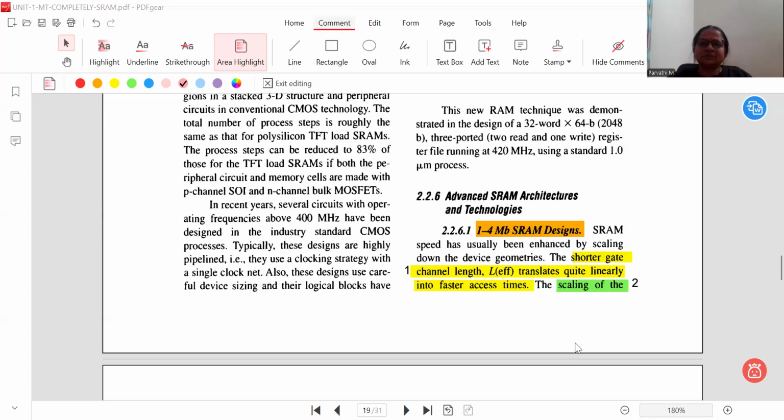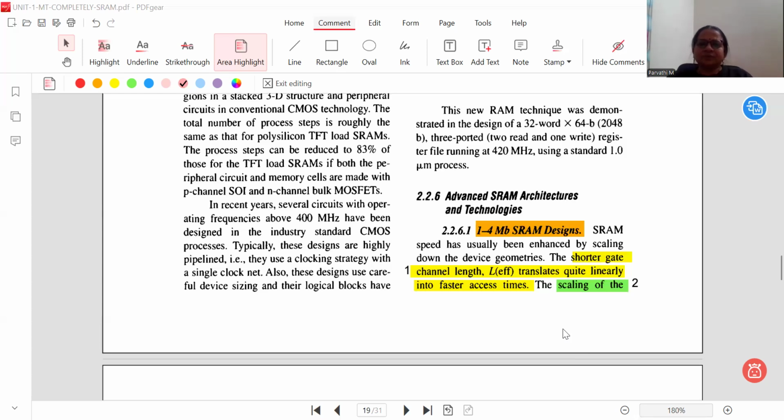So in this session, we are going to see 1 MB SRAM to 4 MB SRAM designs initially. Then it will be extended to 16 MB SRAM design also by the companies. What are the companies? We will come to know.